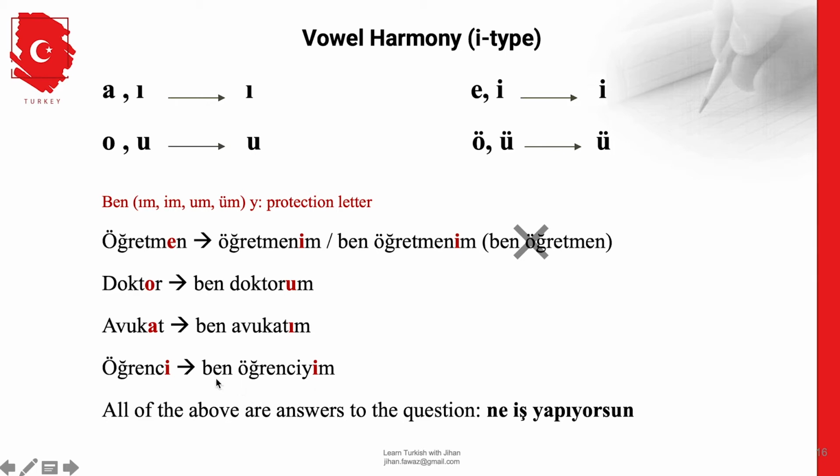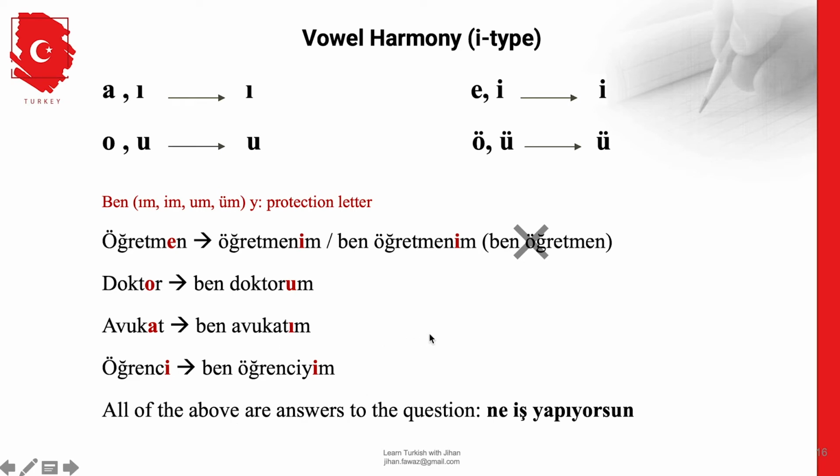Okay, we write ben öğrenciyim, according to this rule. Why did I put the y here? Because I have an i here and an i here. Two vowels cannot meet. That's why I put the protection letter y. Now, all of the above are answers to the question Ne iş yapıyorsun? Ne iş yapıyorsun means what do you do? What do you work? You can say ben öğretmenim, ben doktorum, ben avukatım, ben öğrenciyim.